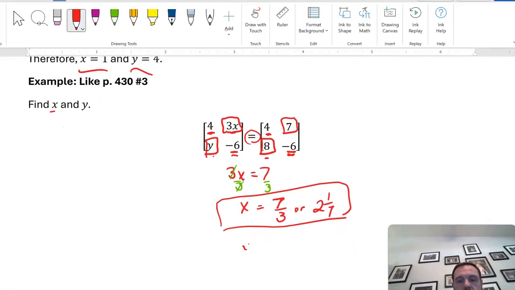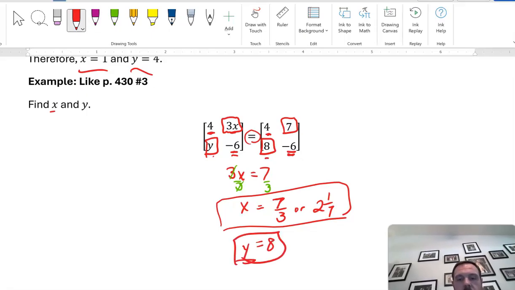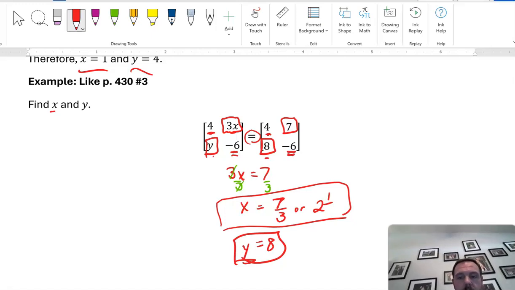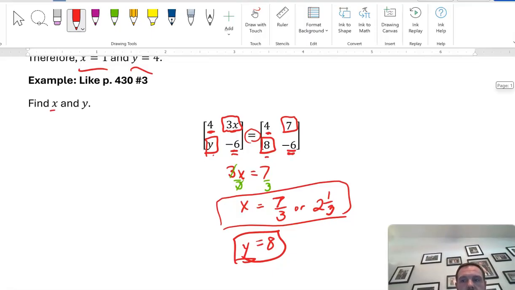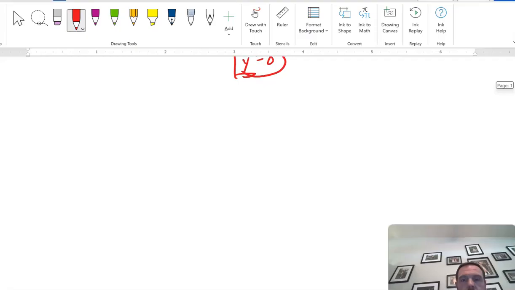y equals 8. Boom, and I'm done. I found x to be 7/3, or 2 1/3, or the y to be 8. There we go. So that should be pretty easy to do number 3. It's very similar to that.